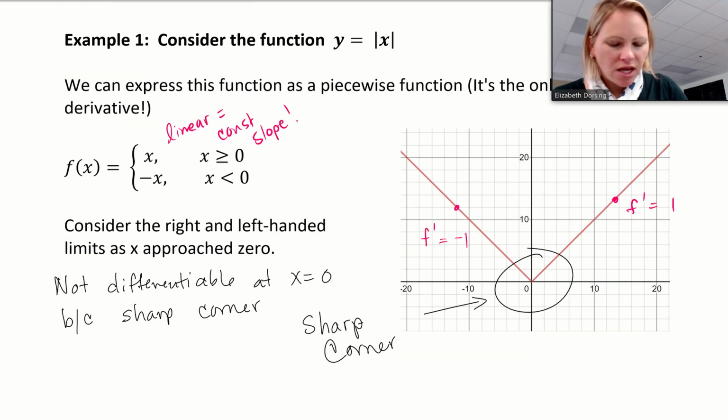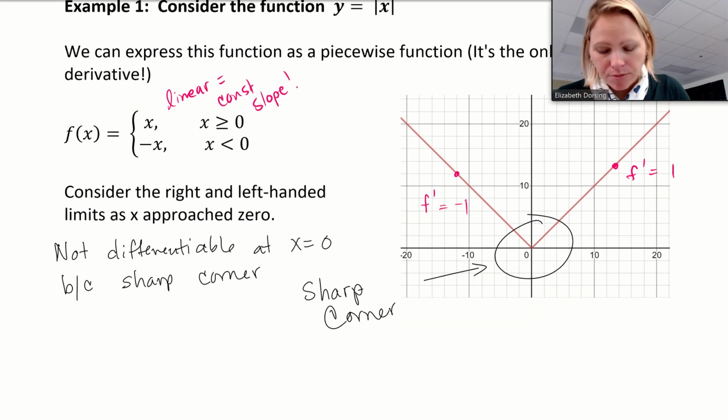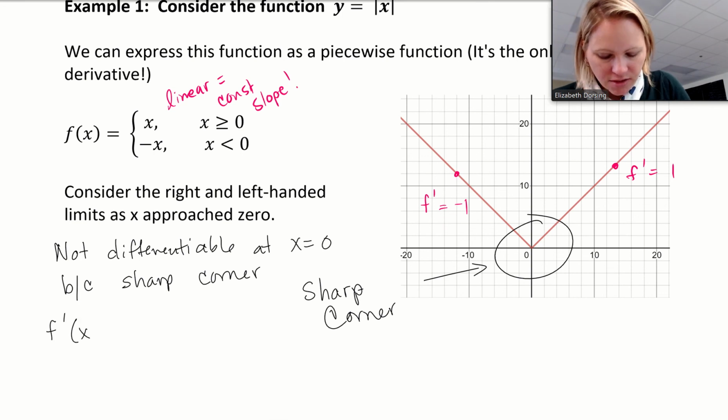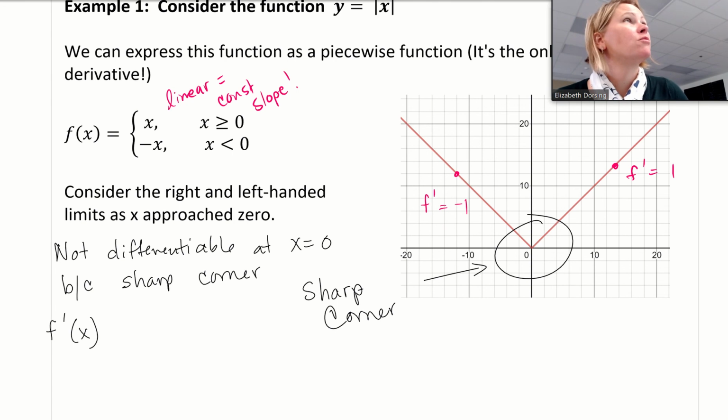So what would I write on my AP exam to make my grader happy? So you would say the f prime of x coming from the right.